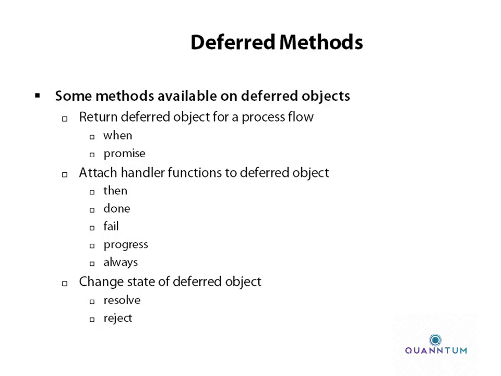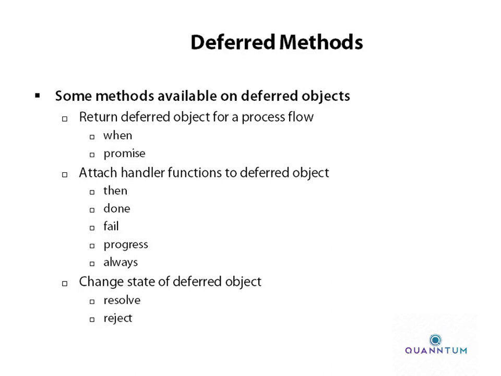The progress method attaches a progress handler function. This is useful if a long-running process wants to report progress completion. This is most commonly used to update a progress bar to give the user a sense of how fast the process is working and how long before it completes. The always method attaches a function that will always execute after completion of the process, whether it succeeded or failed. It's a good place to put any wrap-up code that needs to execute no matter what the results of the processing were. There are 2 primary methods used to change the state of a deferred object: resolve and reject.